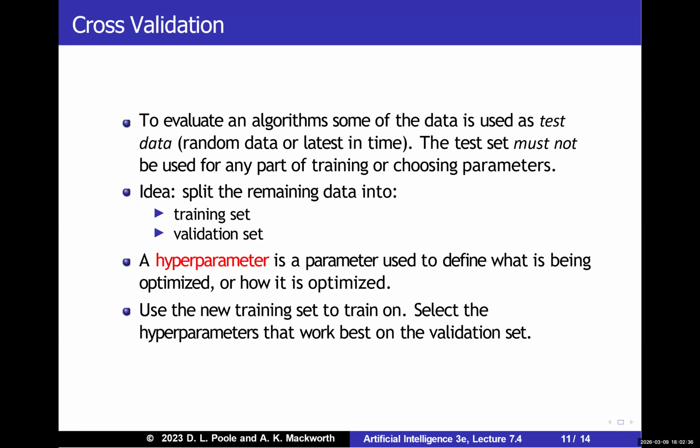In each iteration, the model is trained on one portion of the data and evaluated on another portion that was not used during training. By repeating this process multiple times, we obtain a more reliable estimate of how the model will perform on new data.